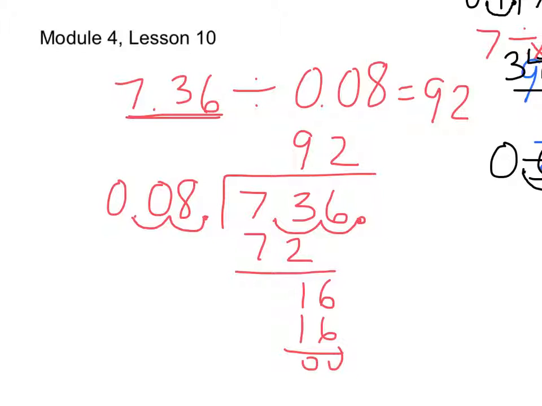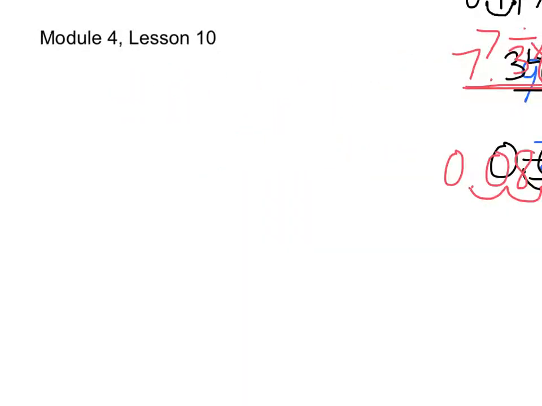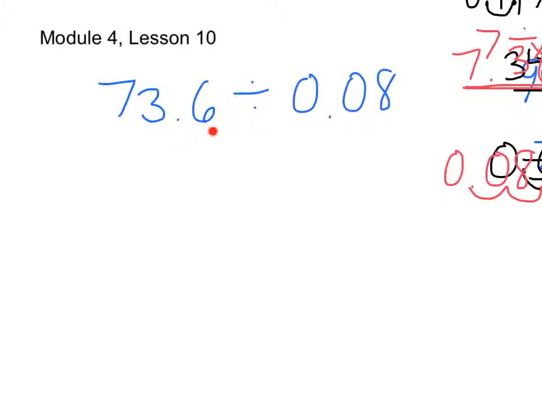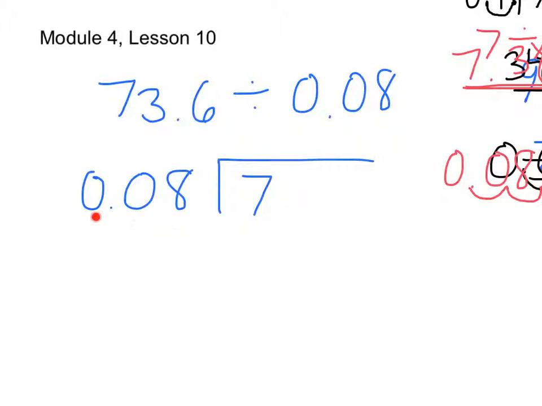Now, in both of the examples I just did, I had the same number of decimal places in both parts, but that really doesn't matter. What if I had 73.6 divided by 0.08? I've got 2 decimal places here, 1 here. Doesn't change it at all. I still do it exactly the same way, because it's having a decimal place here in my divisor that makes me want to do the trick.